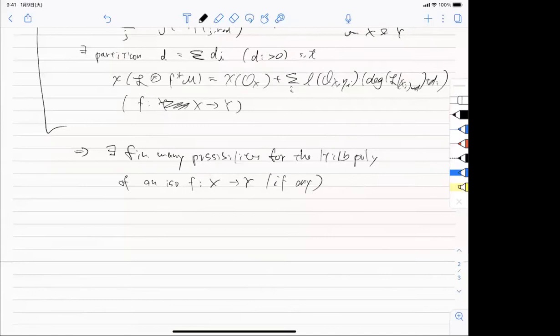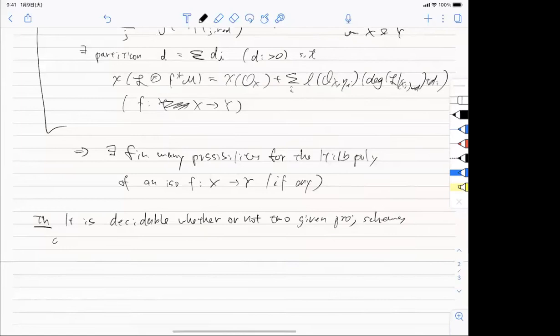So in summary, the theorem: it is decidable whether or not two given projective schemes of dimension at most one are isomorphic. So this is about the one-dimensional case, and this proof illustrates how our strategy works.